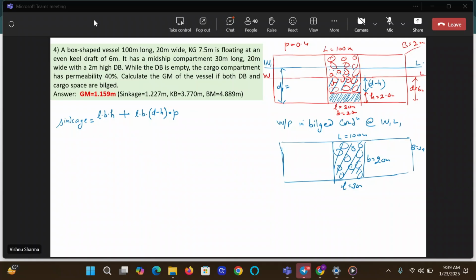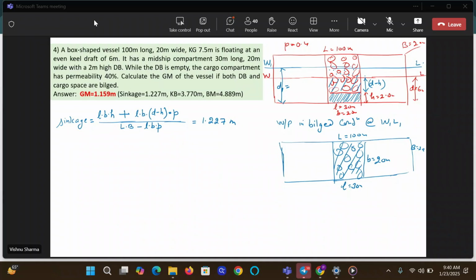Divided by intact water plane, I have my eye on the lower diagram. It is LB minus LBP. Guys, if you have written it correctly, then it's only a matter of putting values, and it should give you an answer of 1.227. If anybody has not got it, or if anybody has any doubts, please let me know. Everybody is good with it? Yes or no?